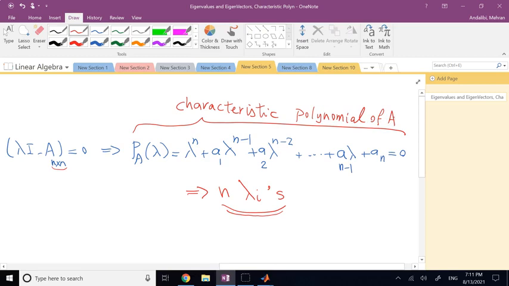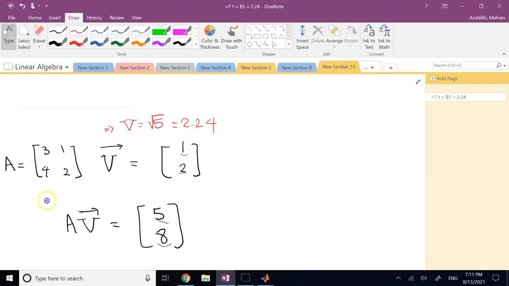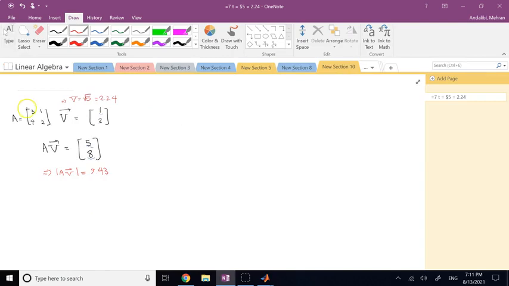Okay, so that's the first step, that's to find the lambdas. Once we find the lambdas, the next step is to find v's. But first, let's practice on something, okay? Let's get some lambdas and then we move on to v's. So let's say, for example, in this case, for this matrix, how do I find lambdas?